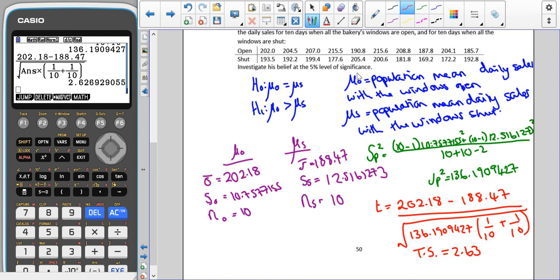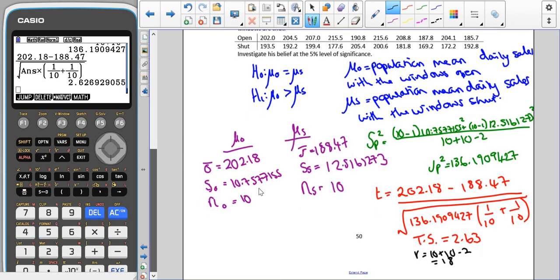So we're asked to use a 5% significance level. Our degrees of freedom, if you think about what I said before, is going to be 10 plus 10 minus 2, which gives us 18. So we're looking down from 0.95 to n is 18. And that gives us a critical value of 1.734.